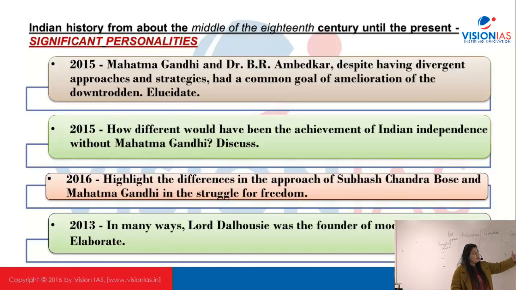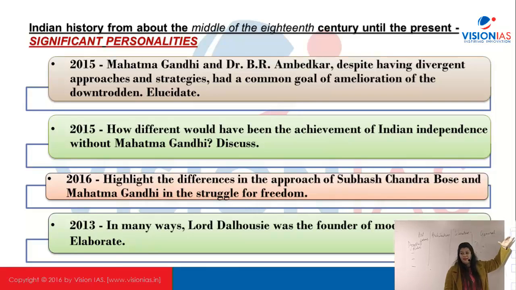If you happen to see the personality-based questions, there have been questions on Mahatma Gandhi consecutively. 2015, Mahatma Gandhi and B.R. Ambedkar. Again in 2015, how different would have been the achievement of Mahatma Gandhi if he would not have been there in the Indian independence? Highlight the differences in the approach of Subhash Chandra Bose and Mahatma Gandhi. 2013, in many ways, Lord Dalhousie was the founder of modern India.